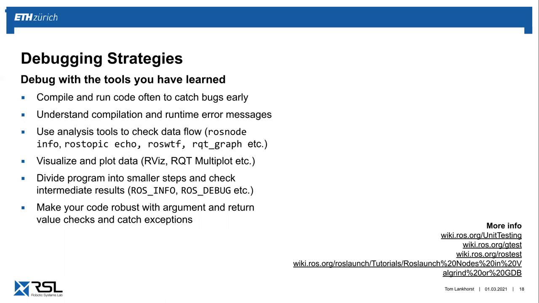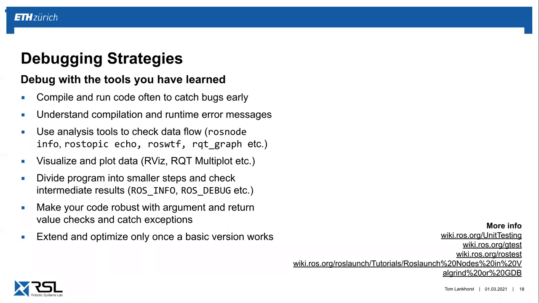Once you are simplifying these functions and splitting a big, bulky function up into smaller parts, you might want to make your code more robust by checking the return values, checking the argument values, and checking whether they are as expected, and throwing an exception if there is an error in the argument, or catching exceptions when you are calling some function that might throw them, and handle them appropriately.